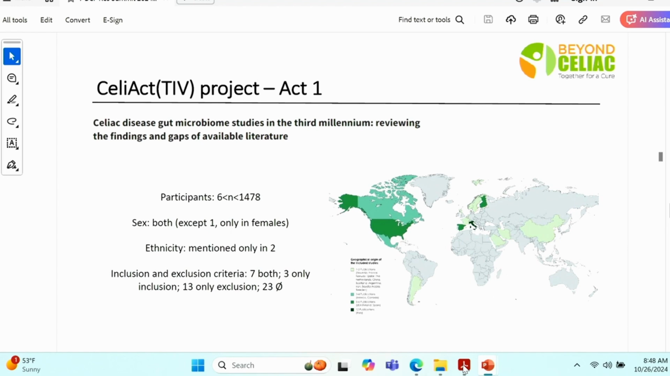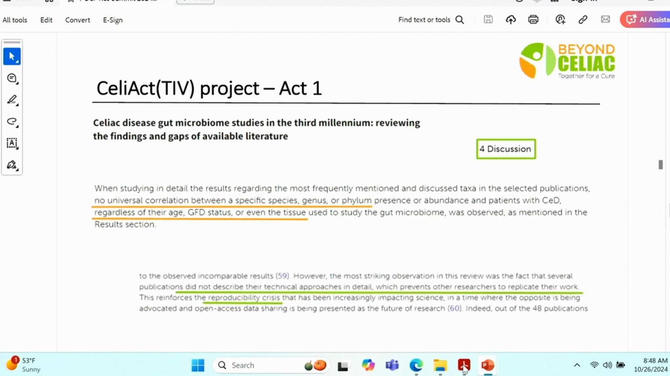The majority tested both sexes. Ethnicity was only mentioned in 2 studies. One thing that struck me was the inclusion and exclusion criteria, because 23 of these studies apparently didn't mention them. So that's that.